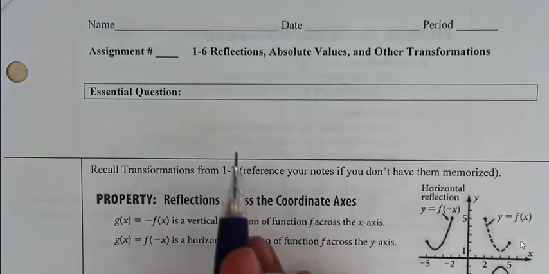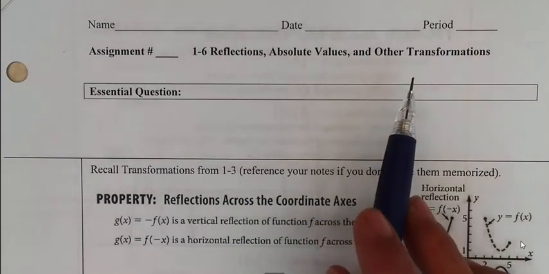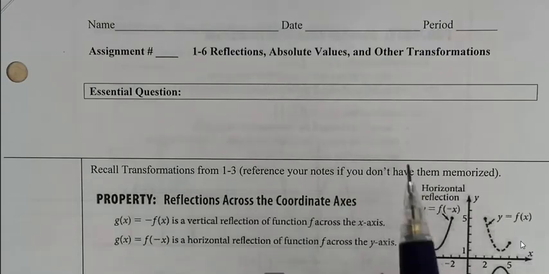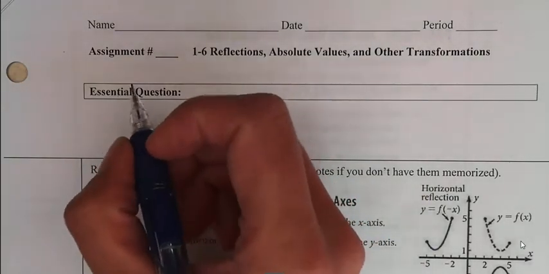1.6, reflections, absolute values, and other transformations. This is pretty much review. We've done a lot of this, and now I feel like this is more review than anything new. Okay, so our essential question.